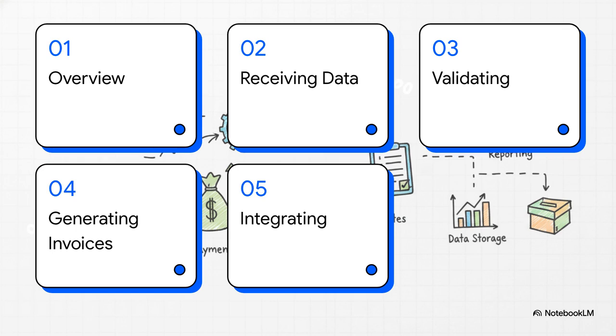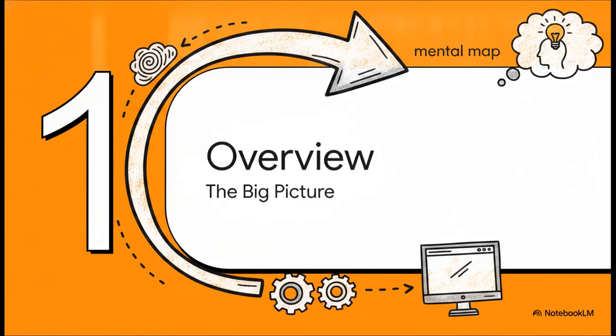Here is our roadmap for the explainer. First, a high-level overview of the billing cycle. Then, receiving the billing data, validating it in the work center, generating the final invoice, and finally, integrating with accounting. Let's jump right in. Section 1. Overview of the billing cycle, the big picture.